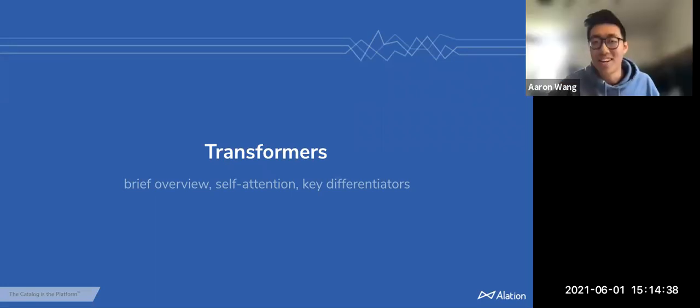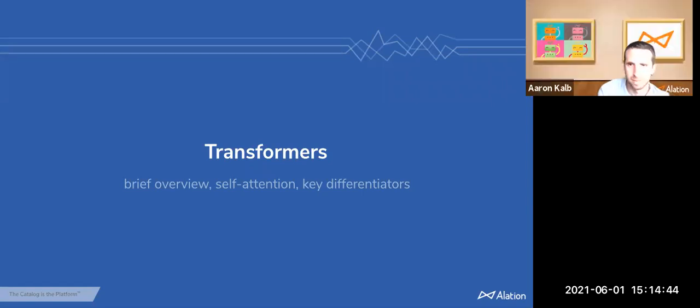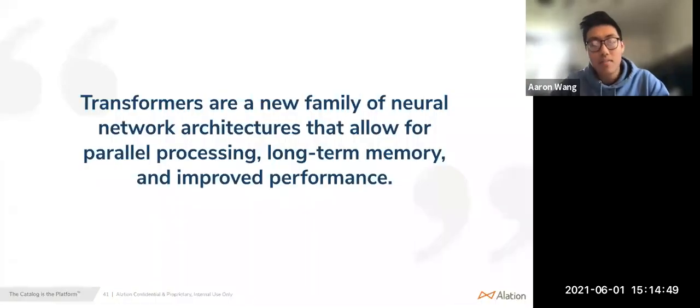Okay, great. We'll move on to transformers now and see how they fill the gaps left by RNNs. Again, I want to stress this quote here. Now it hopefully makes more sense: we can allow for parallel processing, long-term memory, and improved performance. How does it do that?